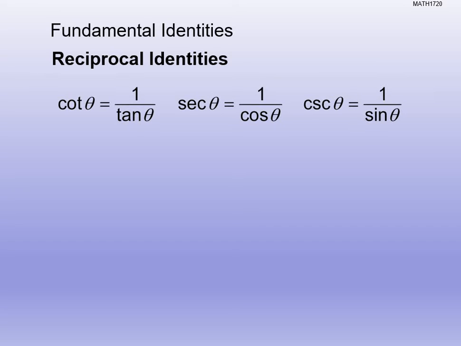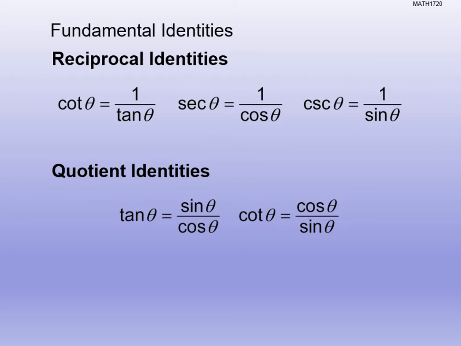We know the reciprocal ones, right? Cotangent of theta is 1 over tangent. Secant of theta is 1 over cosine of theta. Cosecant is 1 over sine of theta. All right. The quotient identities, right?